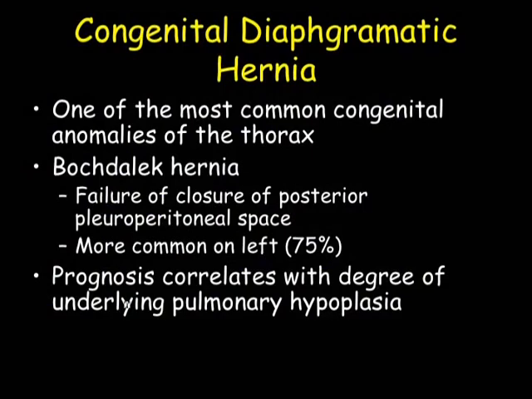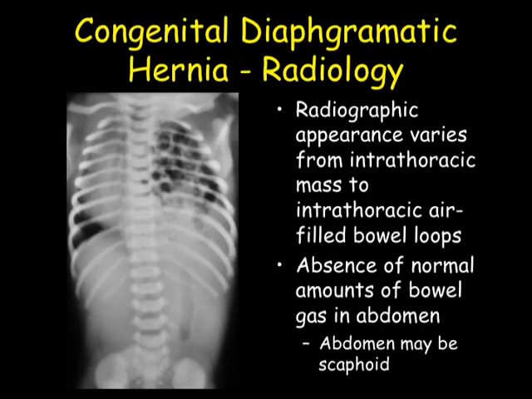Diaphragmatic hernias are very common. You all know that they arise due to abnormality of the closure of the pleuroperitoneal space or the foramen of Bochdalek, and so they're much more common on the left. The prognosis correlates with the degree of pulmonary hypoplasia. Remember, if the bowel or organs are in the chest, the lung can't grow.